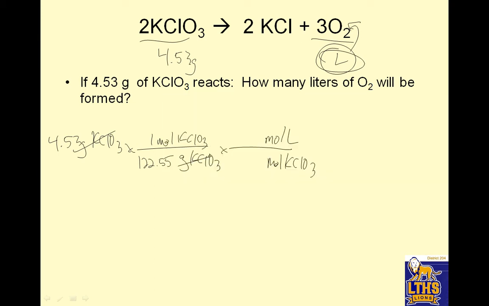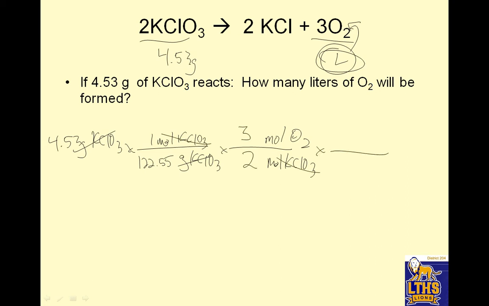Haha, you hit don't send again. So I have 2 moles of, oops, I put liters. 2 moles of O2. And, oops, I did that wrong, didn't I? I don't have 2 moles of O2. I have 3 moles of O2 and 2 moles of KClO3.